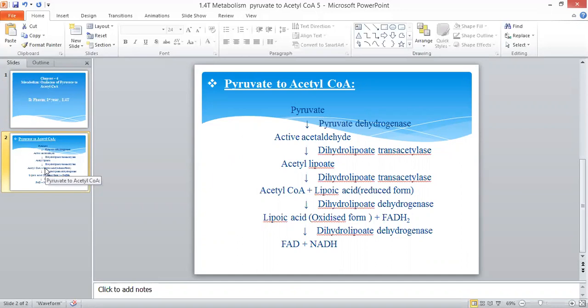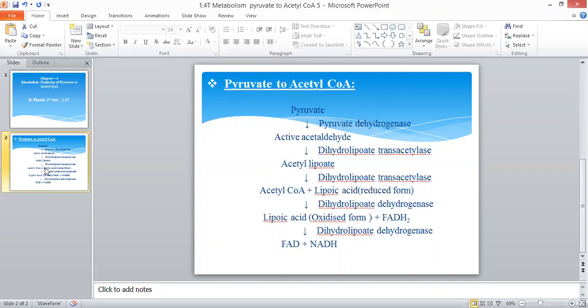It is the link between the anaerobic glycolytic pathway and the aerobic pathway, meaning the citric acid cycle. This step, pyruvate to acetyl coenzyme A, is the central step. This step connects glycolysis and the citric acid cycle.